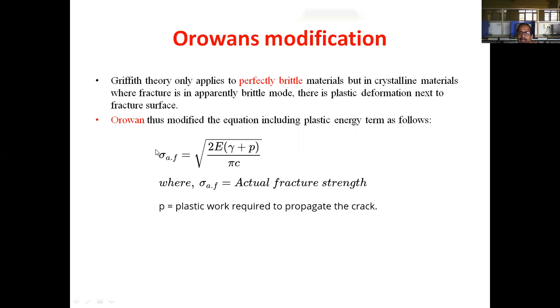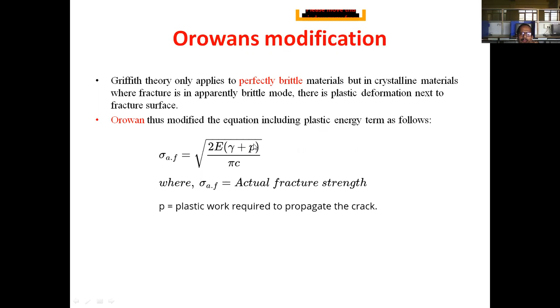No ductility. But in case of metals and alloys, which are the majority of our engineering materials, they show plastic deformation due to dislocation movement. So they are not brittle actually, they are ductile. So that part should be added, and that is called Orowan's modification. Griffith theory only applies to perfectly brittle material like glass. But in crystalline materials, where fracture is apparently visible, there is plastic deformation. That is what I just said: there is plastic deformation next to fracture. So Orowan thus modified the equation, including plastic deformation.